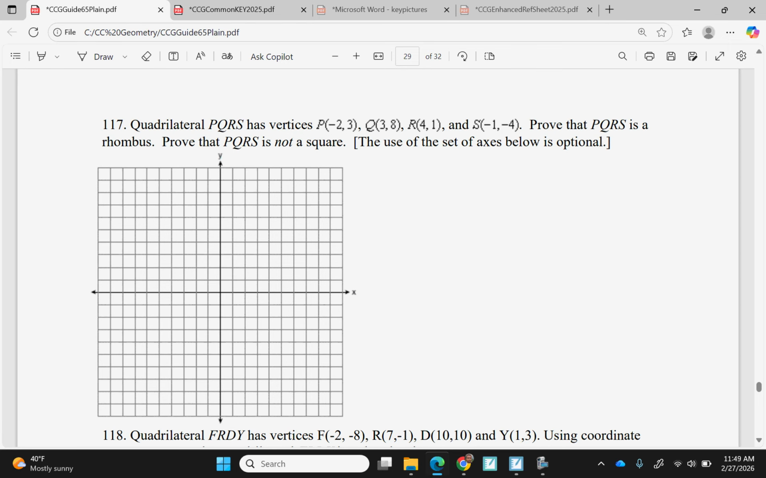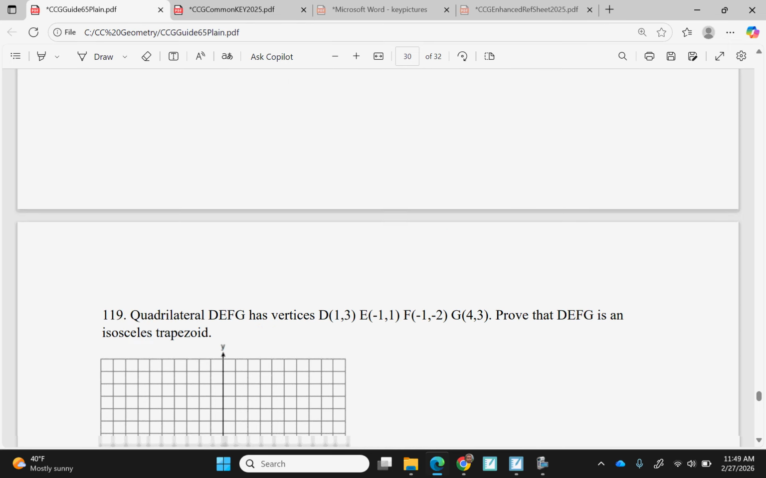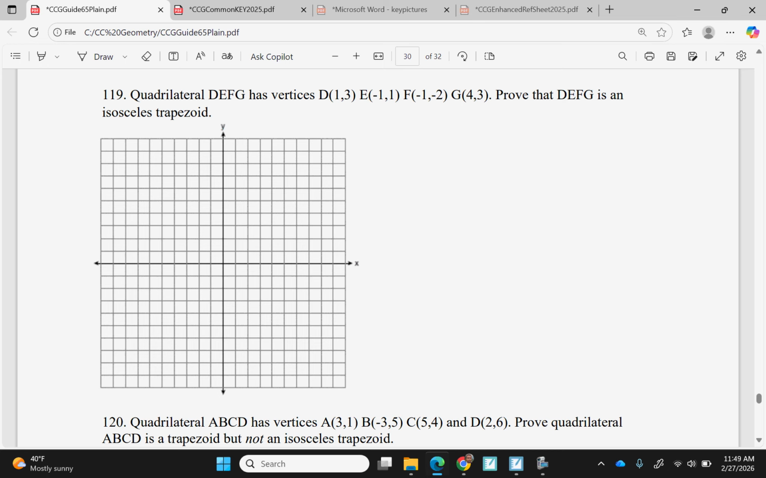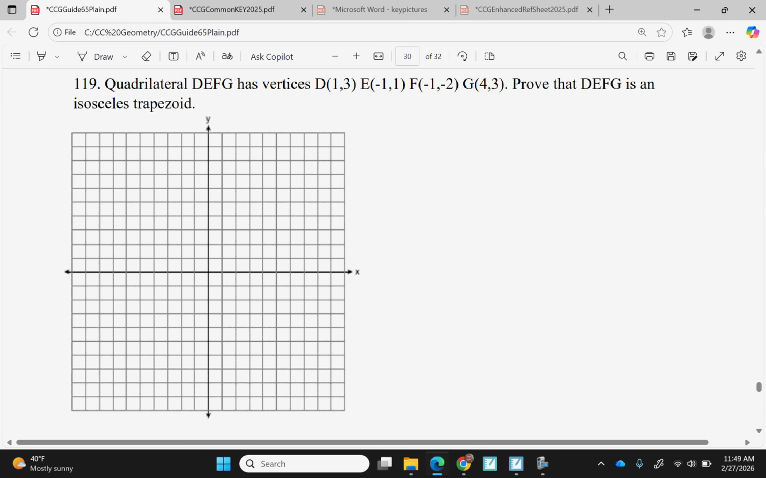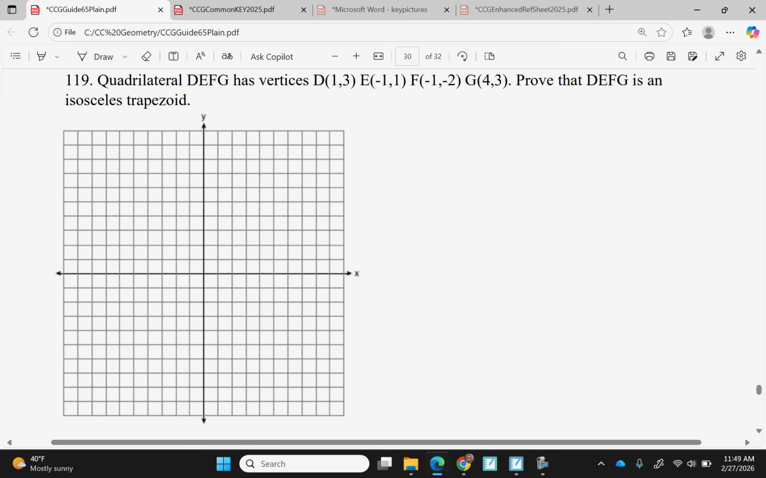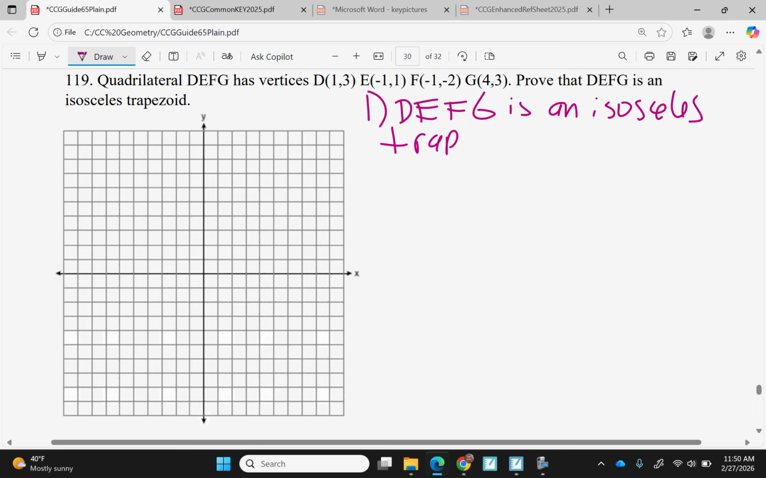I'm going to do the trapezoid to some extent because we haven't done slope yet. So one, DEFG is an isosceles trapezoid because, and again, I can go back up to that list. It has one pair of opposite sides parallel.